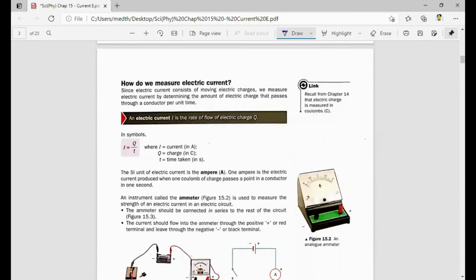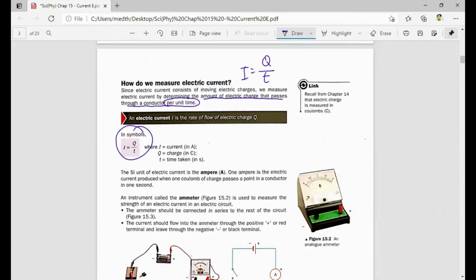So how exactly do you measure electric current? Since current consists of moving charges, you want to measure charge moving. So what they do is they measure the amount of electric charge that passes through a conductor per unit time. To measure the charge moving, they measure how many charges pass through a conductor per unit time. So this is current. This is the equation here.